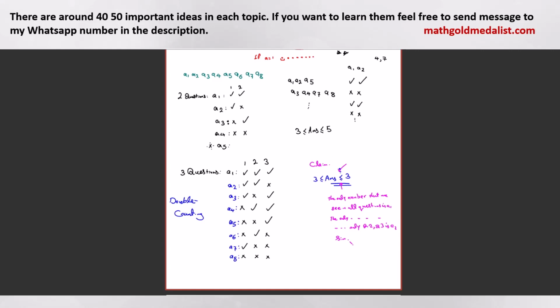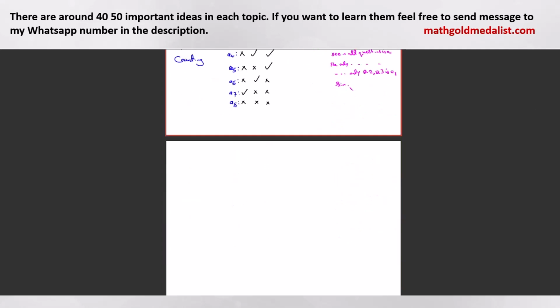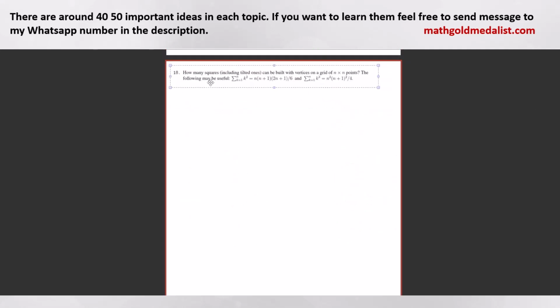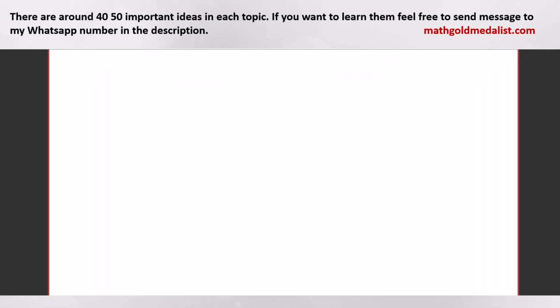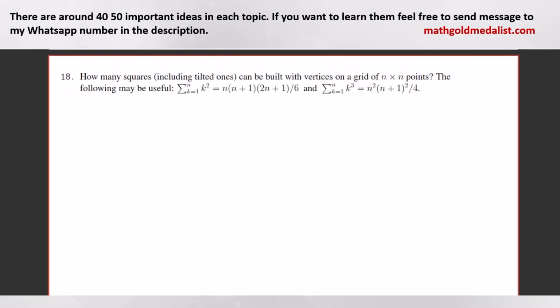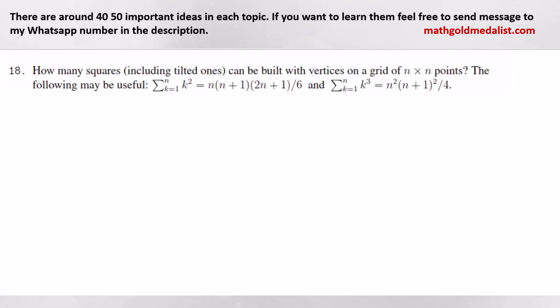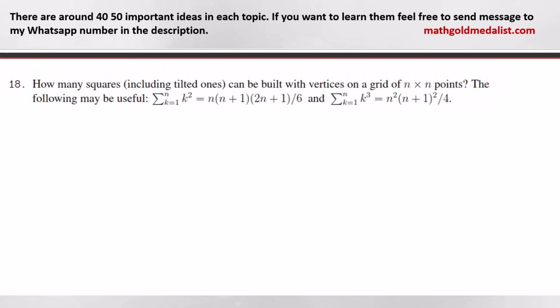Want to solve 18, right? Yeah. Okay, sure. Let's try 18 together. How many squares, including tilted ones, can be built with vertices of the green?